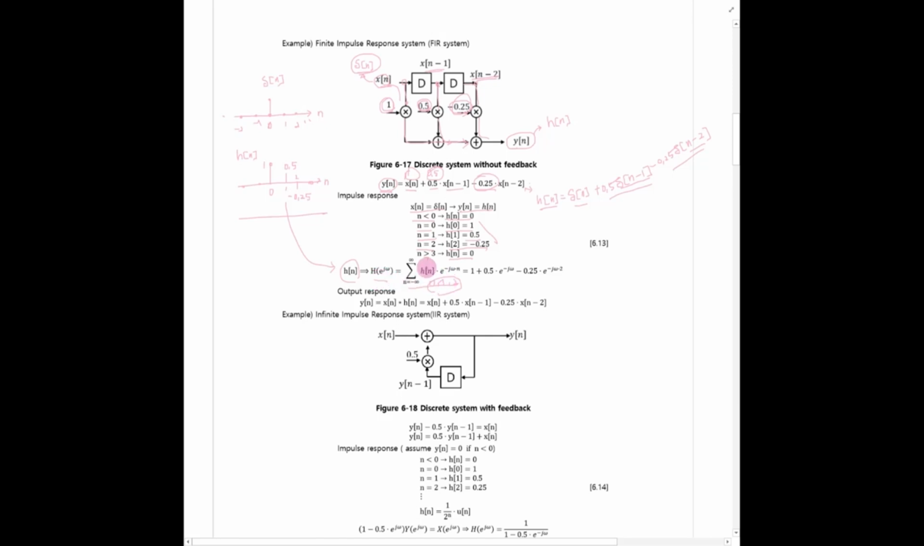So in case n equals 0, h[0] is 1, and e to the j omega n is 1. So that's this part. And if n is 1, h[1] is 0.5, and e to the minus j omega. Okay, this is it. And if n is 2, then h[2] is minus 0.25, and that's with e to the minus j 2 omega. So this is it. So this is the DTFT of the system.